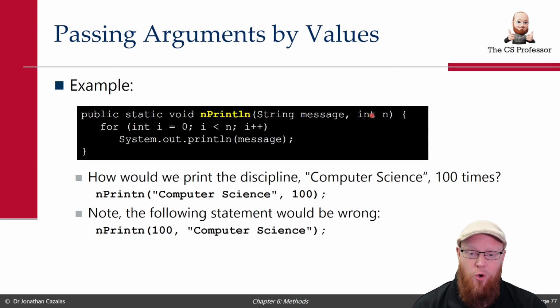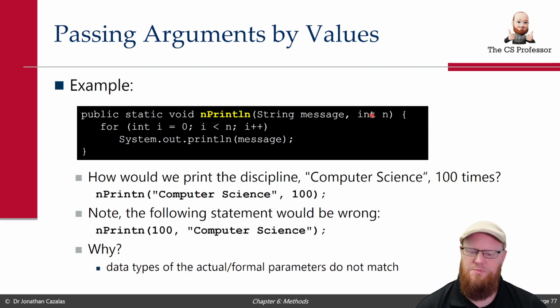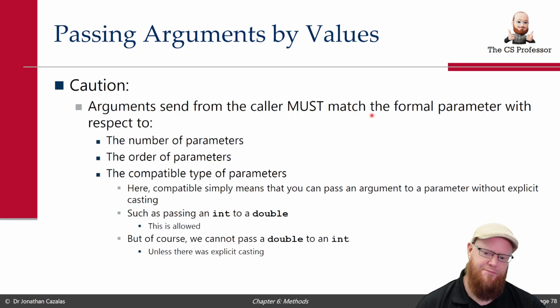So just an important reminder that the parameters have to match with respect to their quantity. If you have 2 formal parameters, you need 2 actual parameters. If your 2 actual parameters are a string followed by an integer, well then you better be sure that the method signature is expecting 2 parameters, a string followed by an integer. That's the takeaway of this particular example.